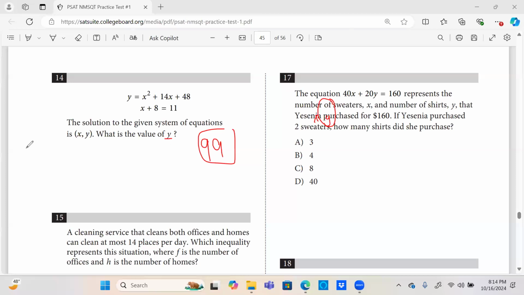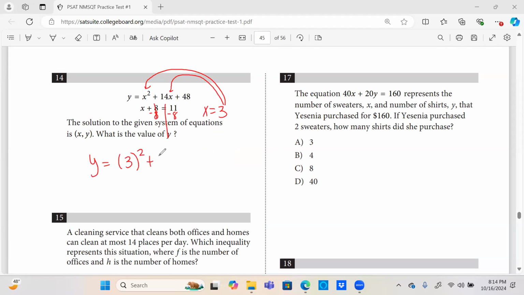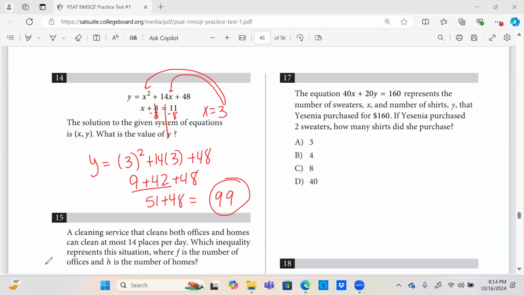Okay, I will do that by hand now. Honestly, it's not as bad as I first thought, because the second one just solved for X. We're going to -8, and X is 3. And now just substitute that in for the first one. So Y equals 3 squared plus 14 times 3 plus 48. So that's 9 plus 42 plus 48. So that's 51 plus 48, which is 99. Of course, you could use a calculator. I'm just lazy. So actually, it wasn't that bad by hand, but Desmos works too. Either way, we got a Y value of 99.